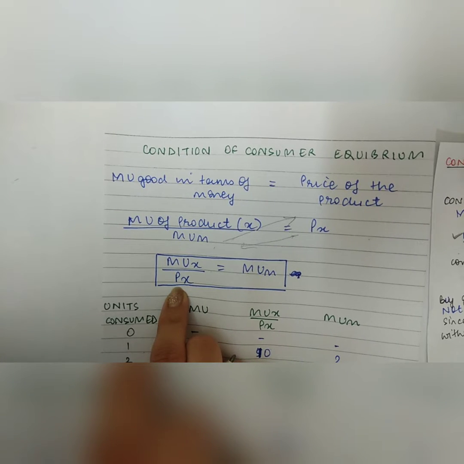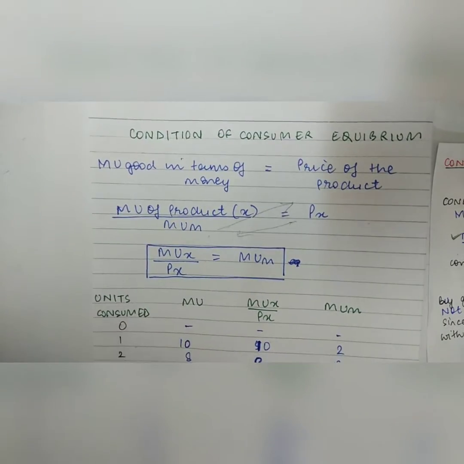So basically what you're doing is you're dividing the marginal utility that you get from the commodity by the price of the commodity and equating it to the marginal utility of money. When this condition holds, you say that the consumer has attained equilibrium.